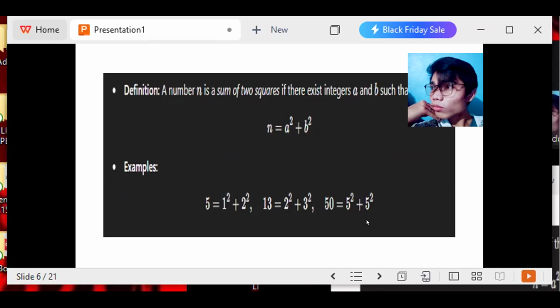Next is 13. So 13 is equal to 2 squared plus 3 squared. Why? Because 2 squared is 4 and 3 squared is 9. So 9 plus 4 is 13. And the last example is 50, which is equal to 5 squared plus 5 squared. So 5 squared is 25 and 25 plus 25 is equal to 50. That is the sum of two squares and its examples. Let's proceed.